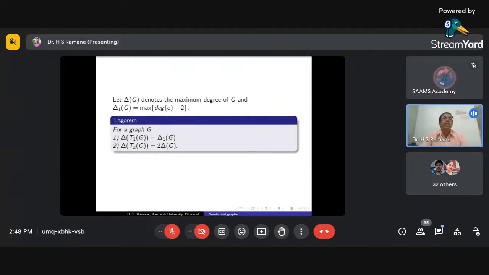Next. So delta G is the maximum degree of a graph G, and delta 1 G denotes the maximum of the degrees of edges minus 2 among all the edges.